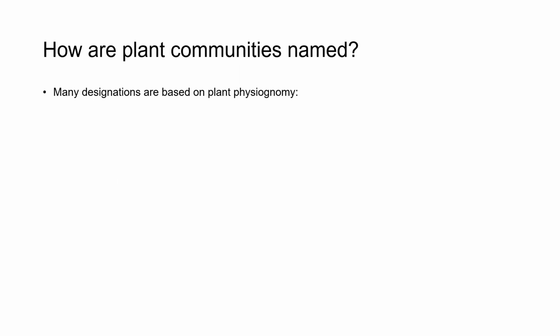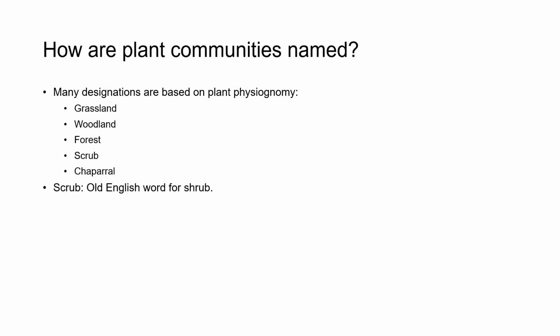With the exception of wetlands, these broad designations are based on aspects of the general physiognomy of the plants in the plant community. Physiognomy refers to the general appearance of the dominant plants in the community. In this respect, grassland, woodland, and forest are self-explanatory. Scrub and chaparral aren't quite so clear though, unless you know the etymology of the words.